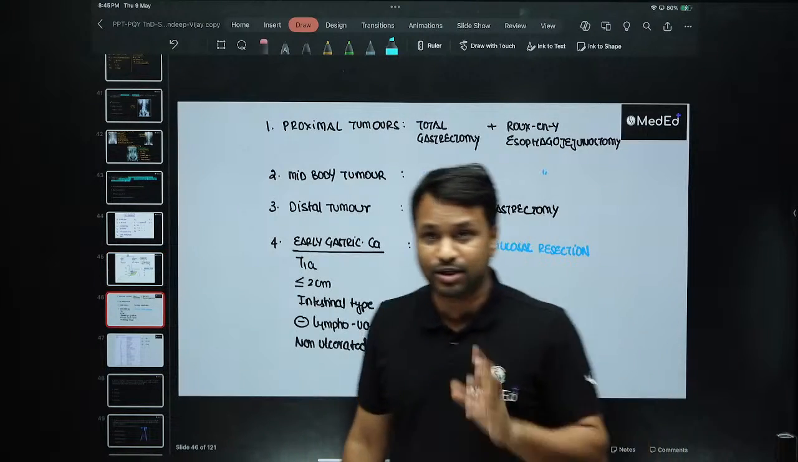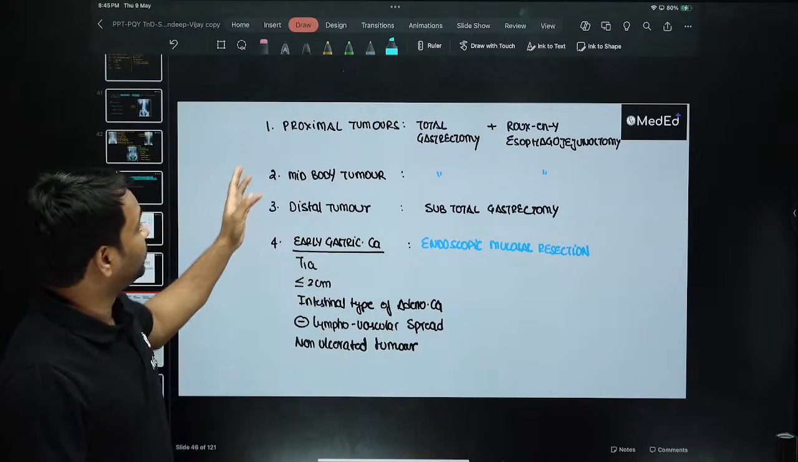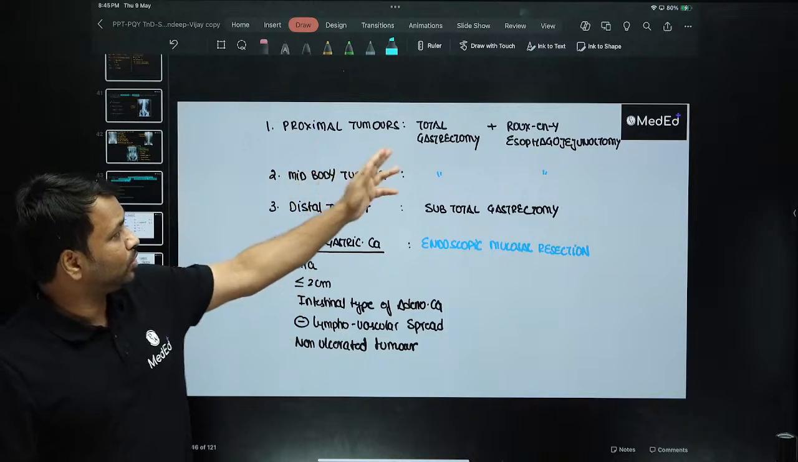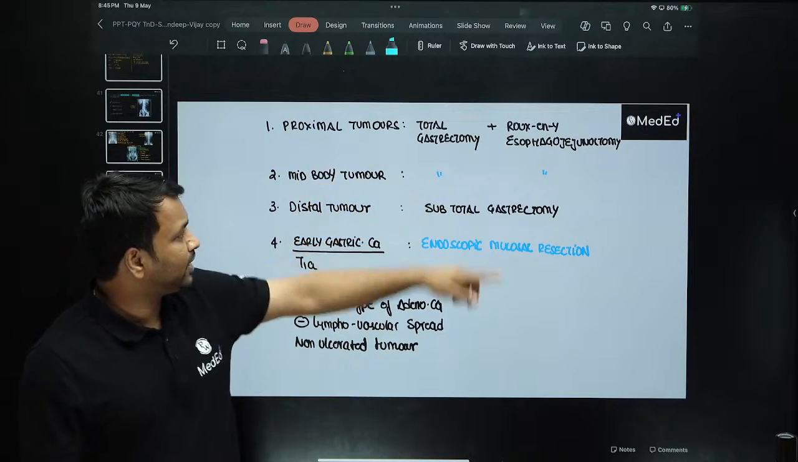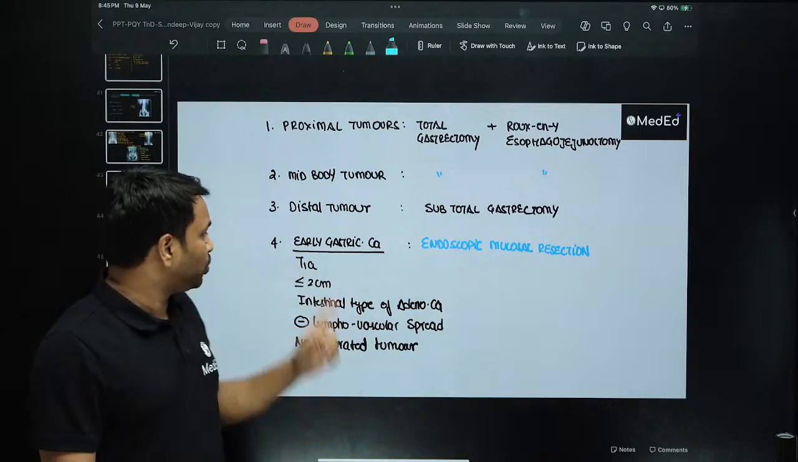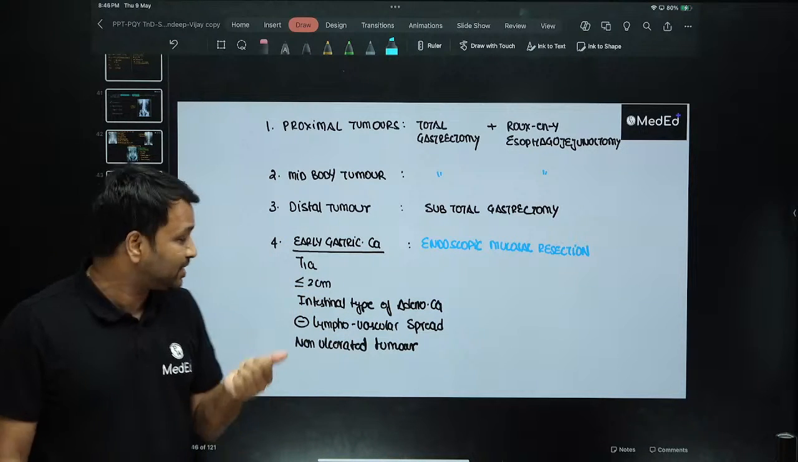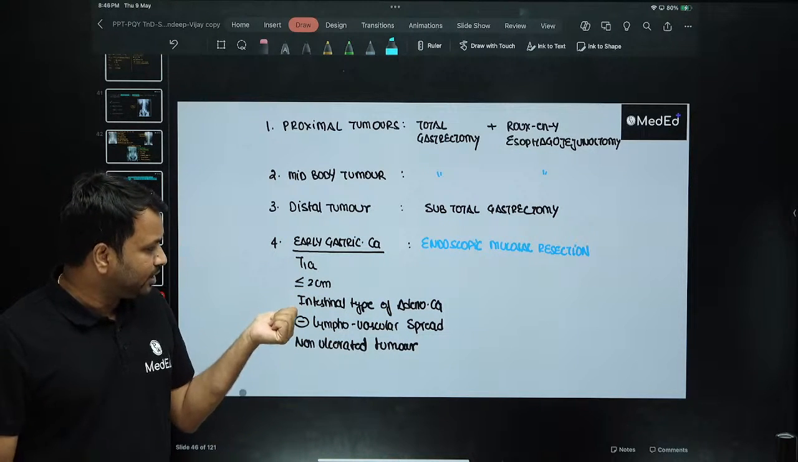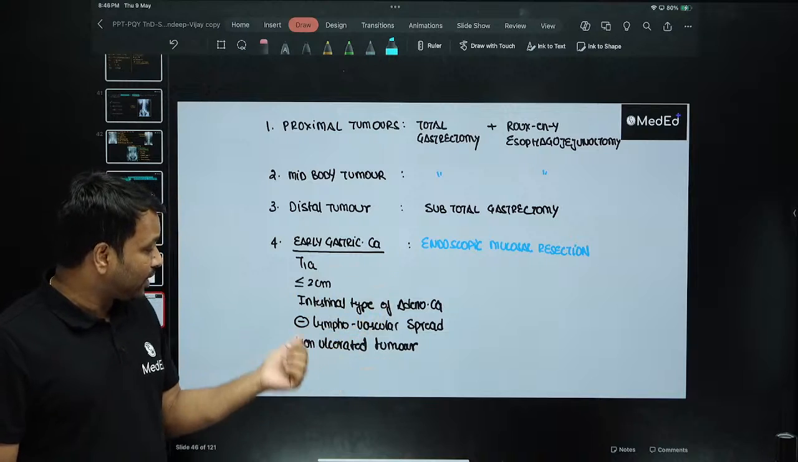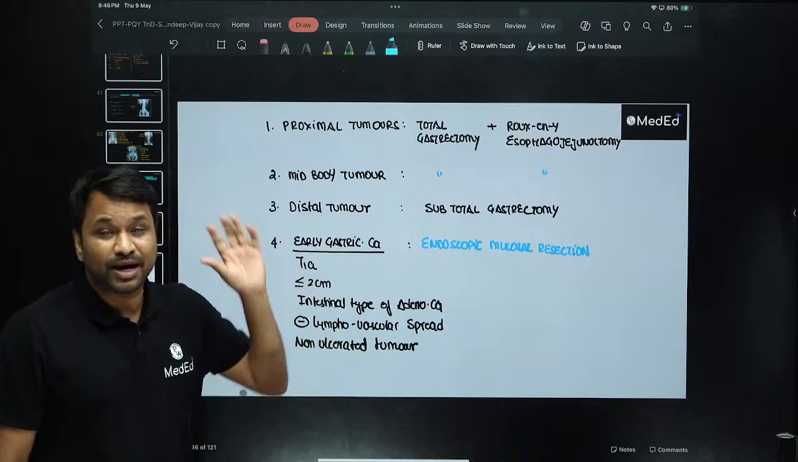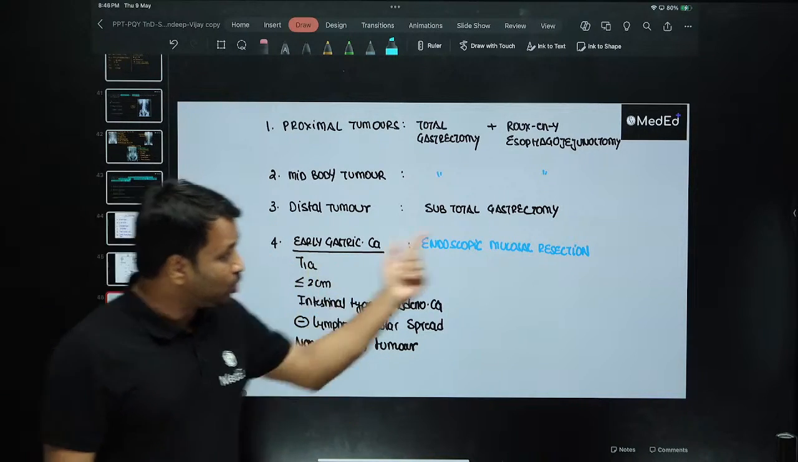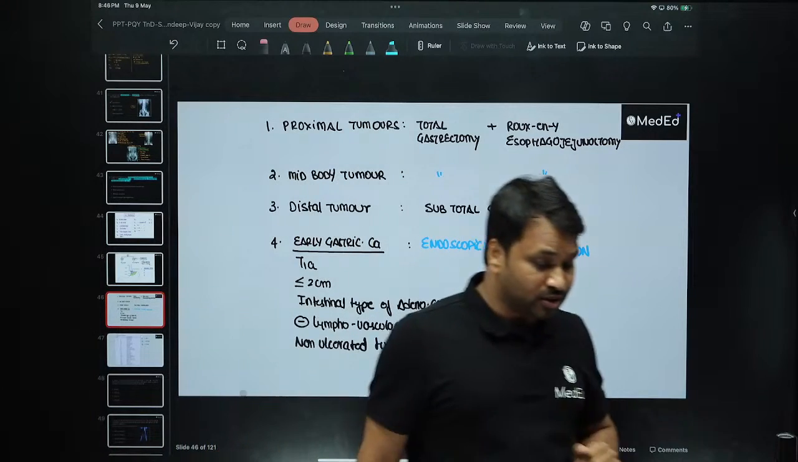How would you like to manage? If it's a proximal tumor in the proximal stomach, total gastrectomy; mid body is total gastrectomy; distal is going to be subtotal. Early gastric cancer, how do you define early gastric? T1A, less than or equal to 2 centimeters, intestinal type of adenocarcinoma, absence of lymphovascular spread is your early gastric cancer. You can do an EMR, that is endoscopic mucosal resection.